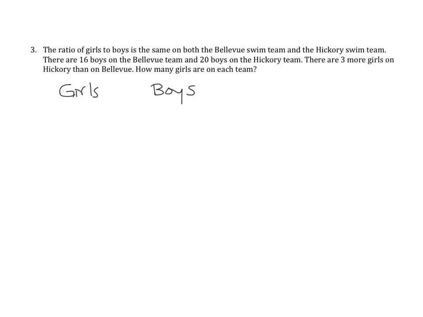So now I know that there are 16 boys on the Bellevue team and 20 boys on the Hickory team. So I'm going to start with 16 over 20. I think I said 12, but I meant 20. So 16 stands for the Bellevue team, so I'm just going to write Bell here. And 20 stands for the Hickory team. So I'm putting Bell on the top and Hickory on the bottom.